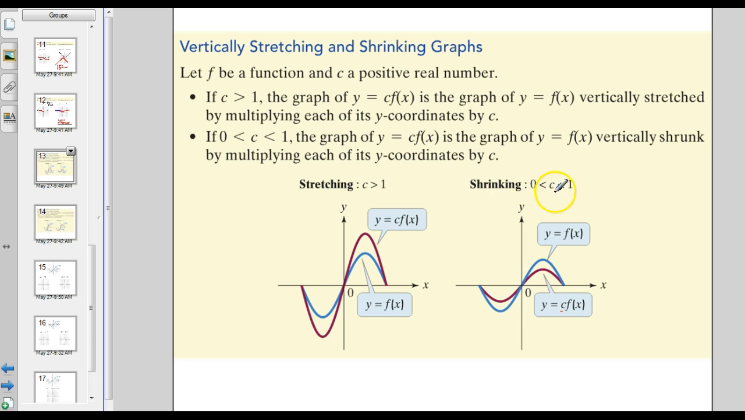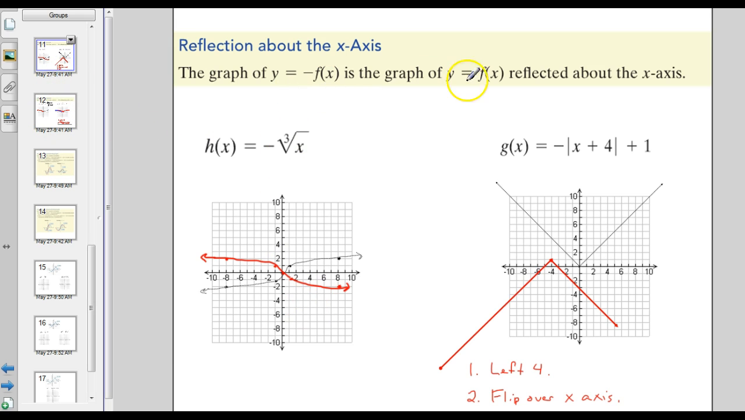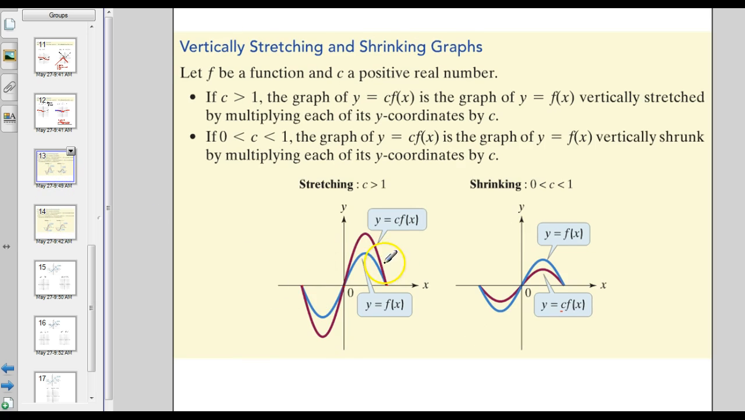Now remember, what about negative? It doesn't say anything about negative here. Remember, if you multiply by negative, that's when we flip over the x-axis. So it still does the same stuff. It still stretches it, but it also flips it over the axis. So it would be down this way, since we're a negative number with an absolute value bigger than 1.